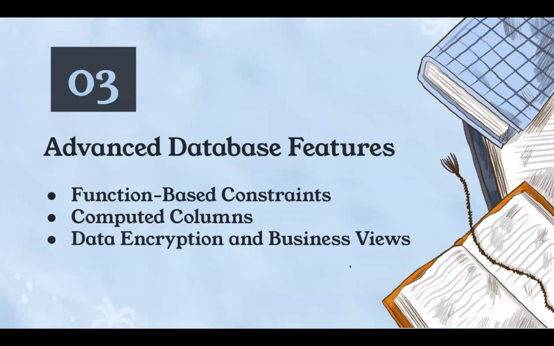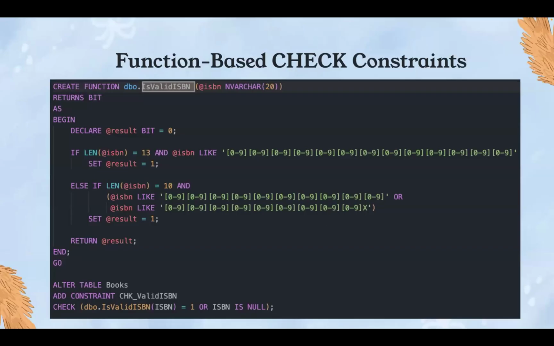Hi everyone. I'm going to introduce the advanced database features of our project. And let's begin with the function-based check constraint we implemented for ISBN validation at the database level.